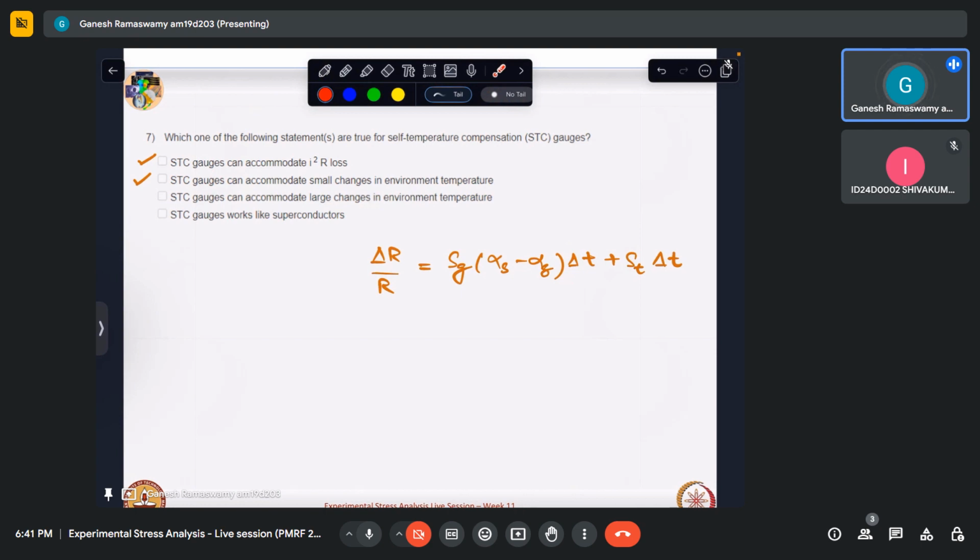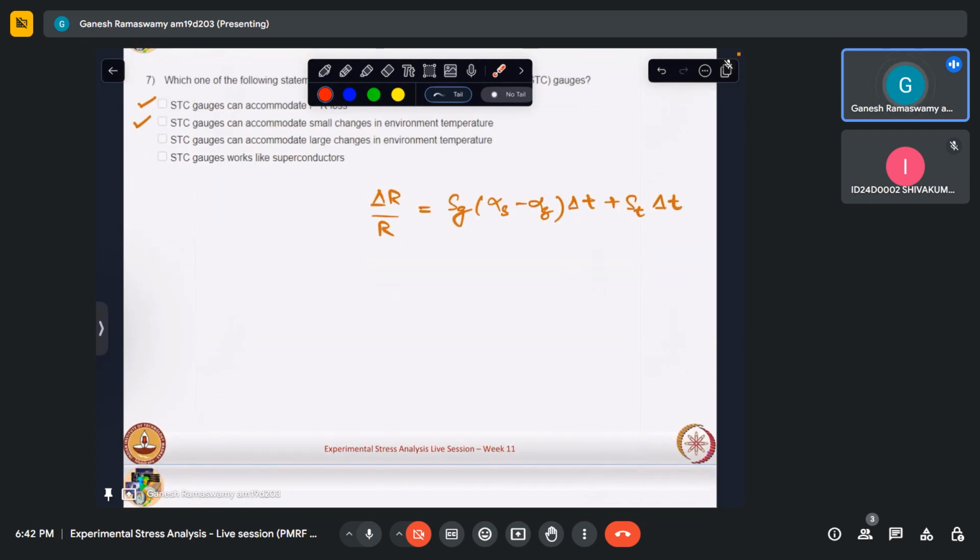STC gauges work like superconductors? They don't work like superconductors. They have a non-zero resistance. If they were superconductors, there wouldn't be any resistance, in which case we are only trying to study the change in resistance brought about by the mechanics of the problem. So that would defeat the entire purpose. So that is not the case. So STC gauges can account for this loss due to heating, as well as accommodate small changes in the environment.